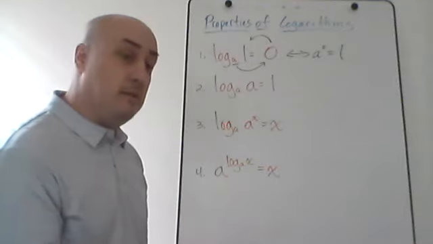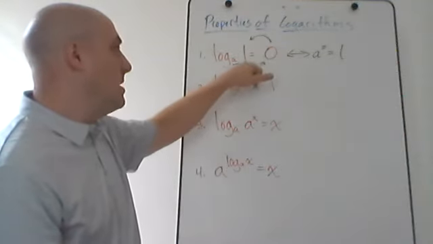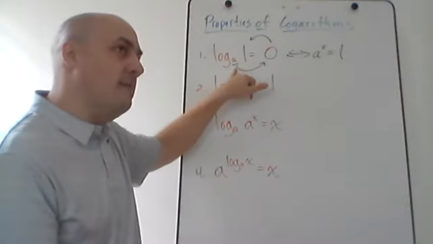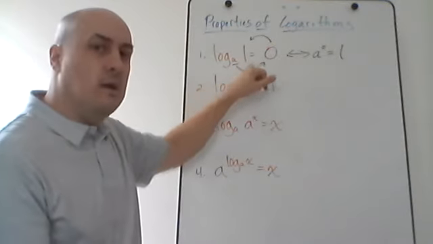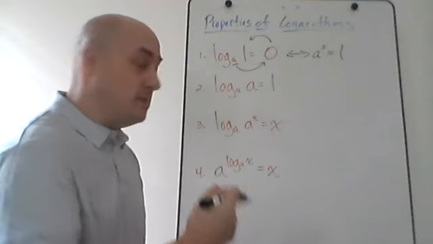But if you forget that this is one of the properties, if you forget that it equals 0, you can just say, well, log base 7 of 1, if I have a base of 7, I have to raise it to a power to equal 1. What power does that have to be? Well, it has to be the 0 power, because anything raised to the 0 power equals 1.